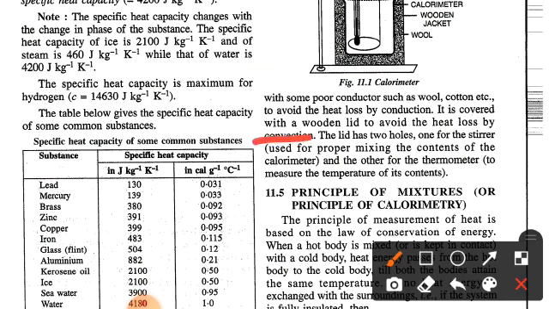These are the three things you have to, I hope you know very well: conduction, convection and radiation. The lid has two holes, one for the stirrer, which we use to mix the contents, fine, used for proper mixing of the contents of the calorimeter, and the other for the thermometer to measure the temperature of its contents.